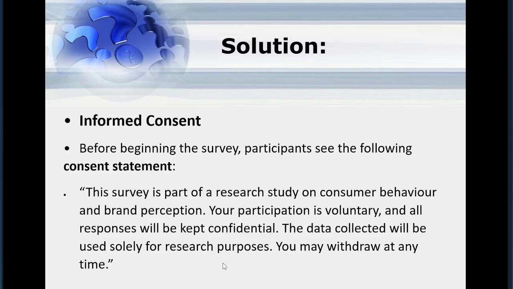Then, after this, we can add informed consent. Before beginning the survey, participants see the following consent statement. This survey is a part of a research study on consumer behavior and brand perception. Your participation is voluntary, and all responses will be kept confidential. The data collected will be used solely for research purposes, and you may withdraw at any time.